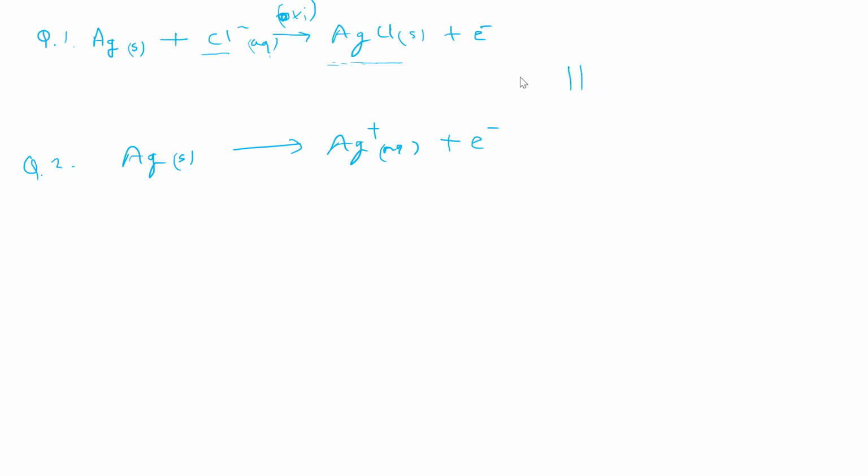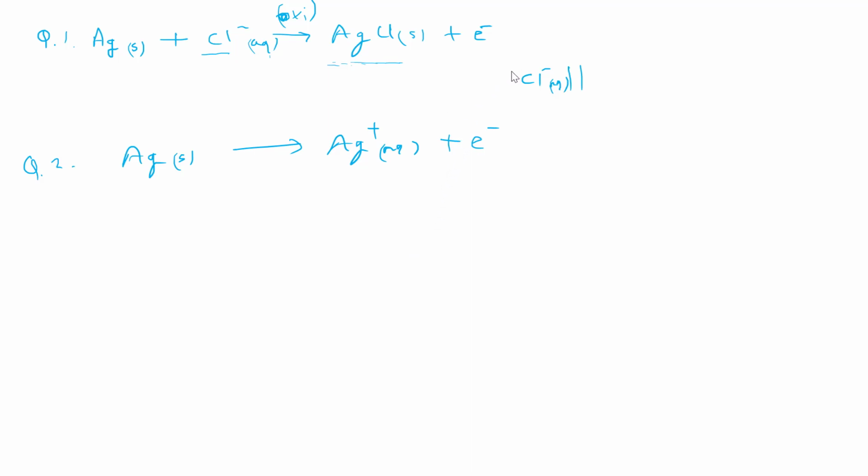And how are we representing it? Here we write Cl minus aqueous. As you can see in this cell, the aqueous species is only Cl minus, isn't it? And we always write the aqueous species just near the salt bridge, whether it is the anode half cell or the cathode half cell. Okay, great.